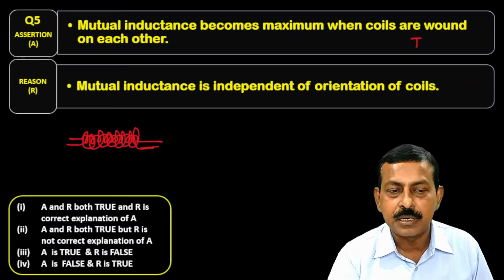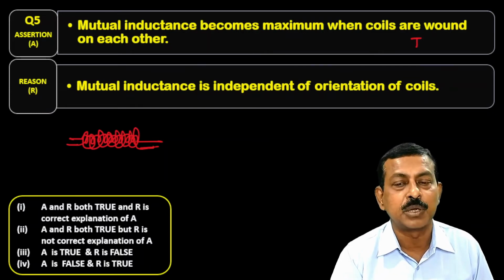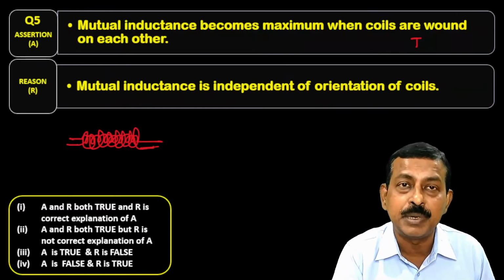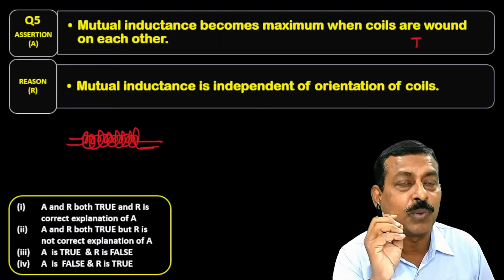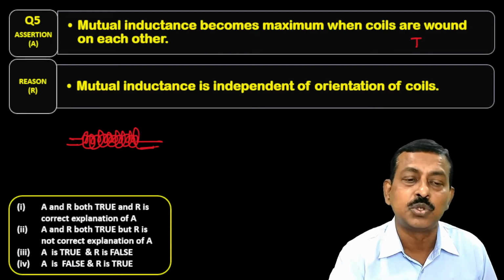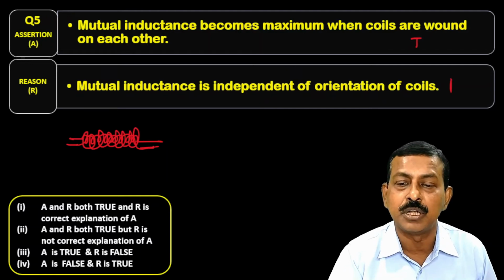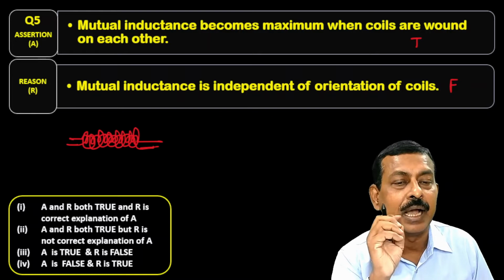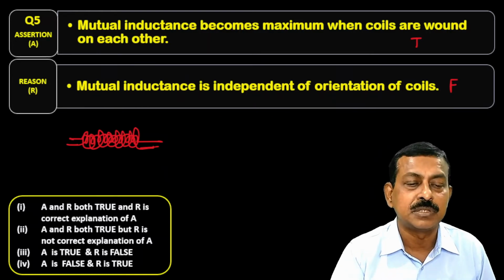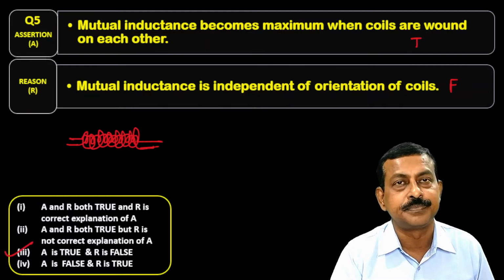Second one is that mutual inductance is independent of orientation of the coil. If the two coils are there, in that case the mutual inductance depends upon the position of the coils and also on the orientation of the coils. So in this particular case, this statement is false. So here assertion is true, but reason is false. So that means the third one is the correct option.